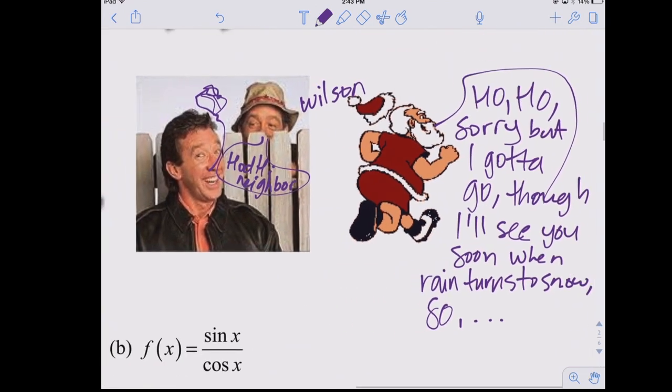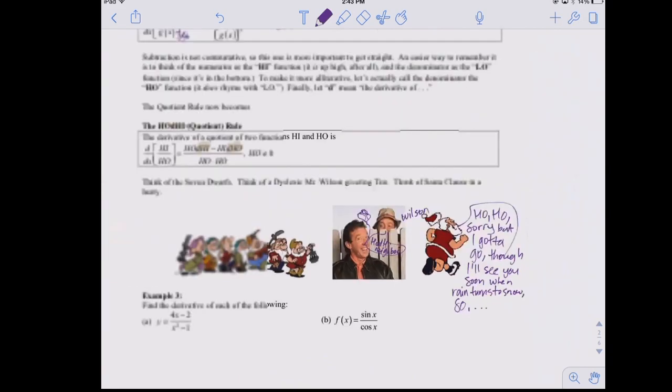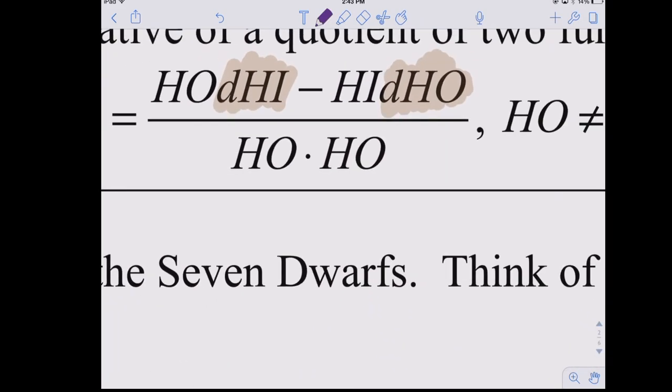So this is what Santa says when he is in too big of a hurry to say the third ho. He says ho, ho, all that other stuff, right? And Santa's so slow that you were well within earshot while he's running away to hear all this. But at least he's out there running, you know? So that's where the denominator comes in. It's ho, ho, or of course, ho squared. So ho-de-high minus high-de-ho over ho-ho.